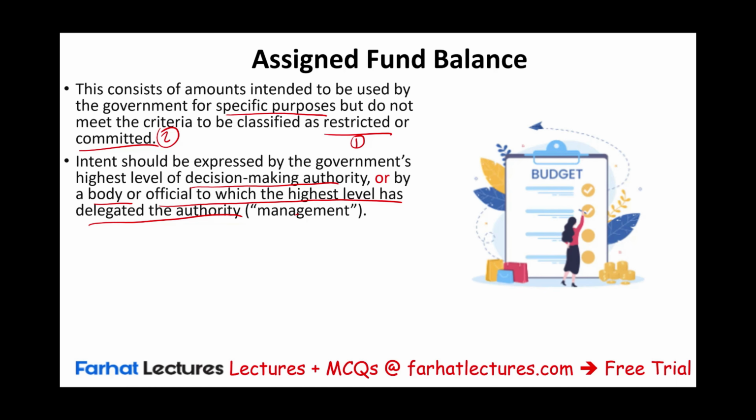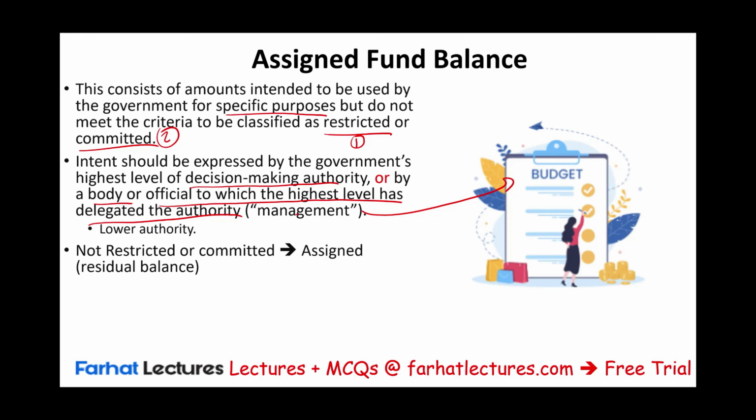For example, the highest level usually is the elected people, but elected people will have management, will have people running the government. So those funds are committed by management. Like, for example, they will commit those in a budget. Those are called assigned. I used the word committed in the wrong place, because committed means it's more restricted than assigned, but simply put, management decides how to spend this money. It's a lower authority. Think of it as a lower authority. So this is basically a residual balance of the restricted and the committed. So the funds are not restricted, not committed. If they're not both, but management decides to use them for something else, then they are assigned. So simply put, it's a residual balance for not restricted and not committed.